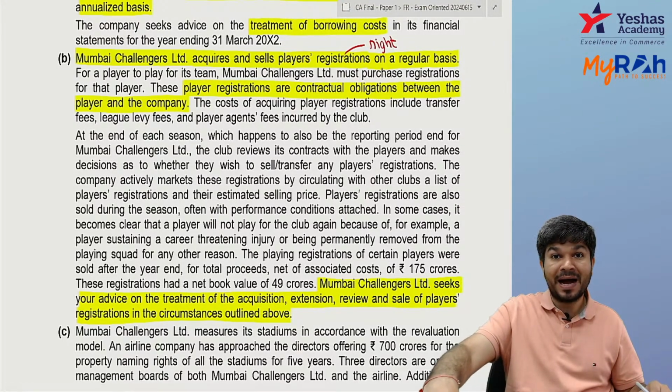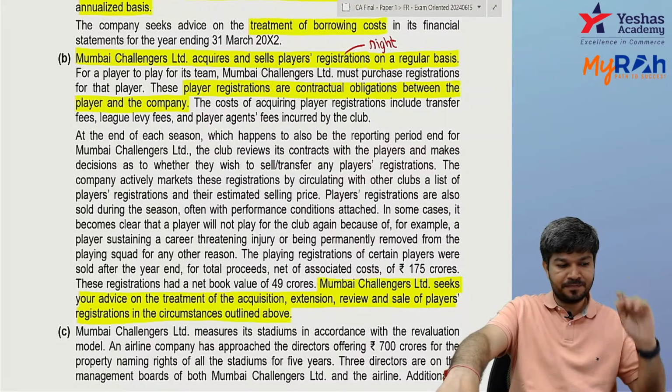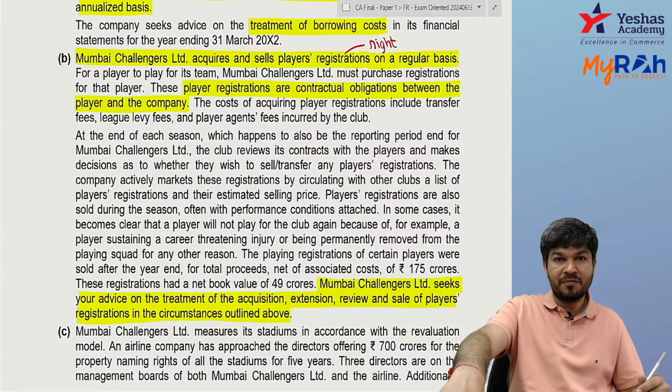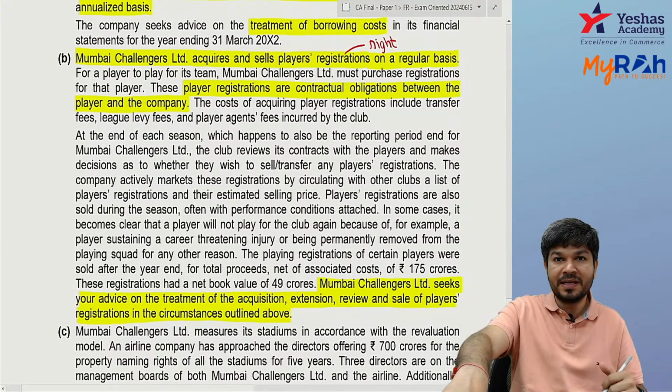Now tell me, if I buy the rights of a player, the player will play for me for 5 years. He cannot play for anybody else. So can I say player registrations are a kind of intangible asset? And they will be amortized over 5 years. Achha, if you sell an intangible asset, the difference, profit or loss, will go in P&L.